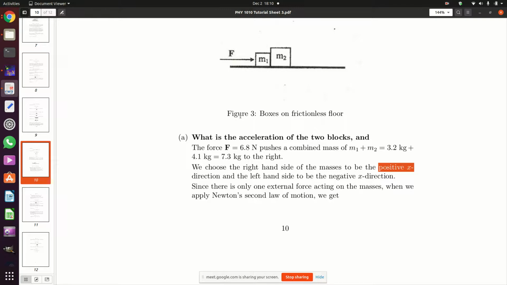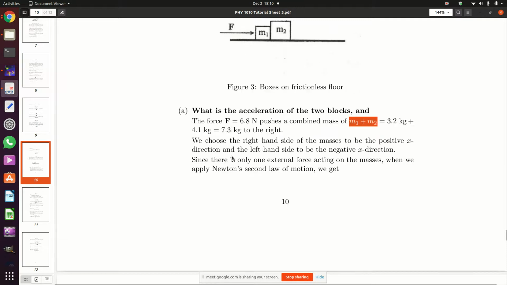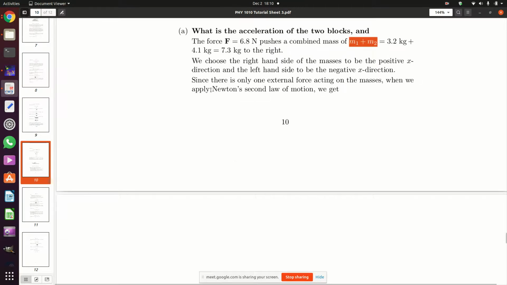Okay, vectors have got size, which is magnitude. They also have direction. So we need to have a sense of direction. In which direction are these masses going to move once this force is applied on them? Okay. So now that we have got the combined mass of the masses M1 and M2, which is 7.3, we proceed to apply Newton's second law of motion.